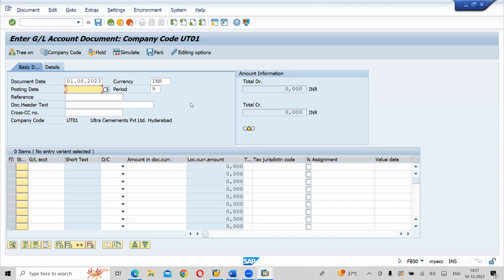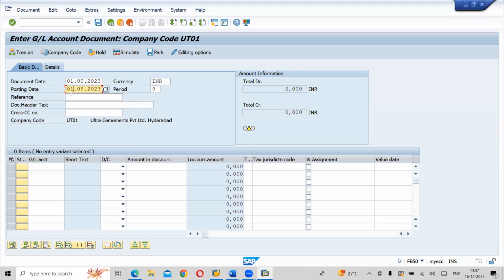And what will my manager ask? Why is it not posted on 1st August? Why is it posted on 2nd August? So to overcome that, actually today is 2nd August, but I have taken the posting date as a backdated entry. What is the date I'm taking? 1st of August.